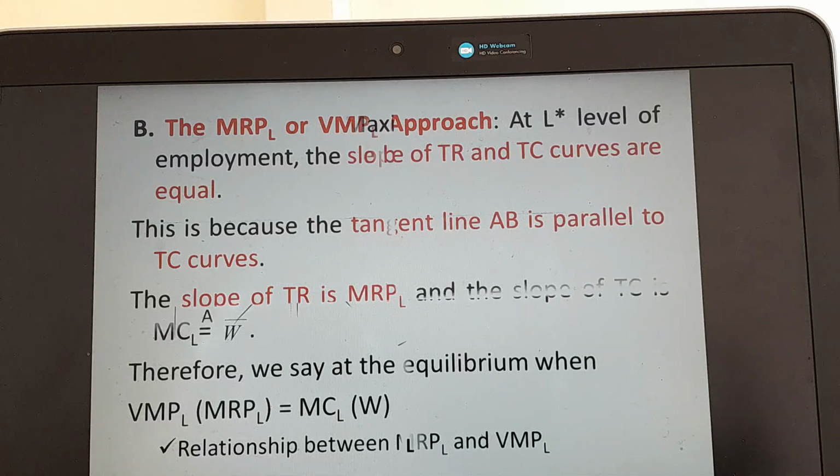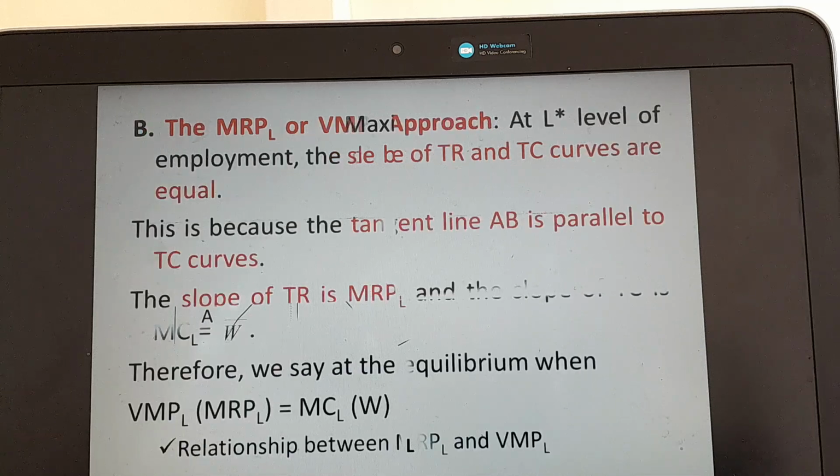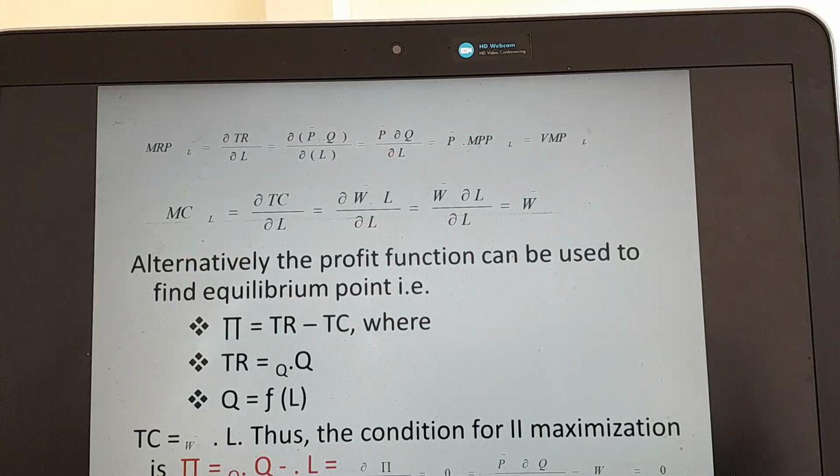From this table you can see L star. This L star is the unit of labor input that maximizes the profit of the firm. So at that point marginal cost is equal to the wage, and the value of marginal product, or marginal revenue product, is equal to marginal cost or wage. The relationship between marginal revenue product and the value of marginal product can be mathematically calculated like this.